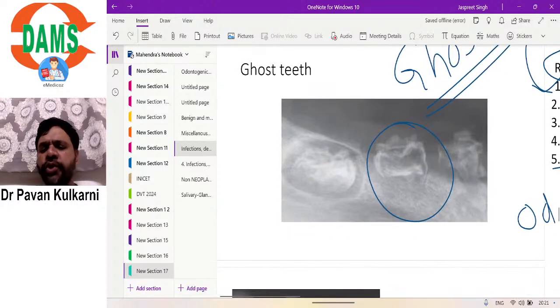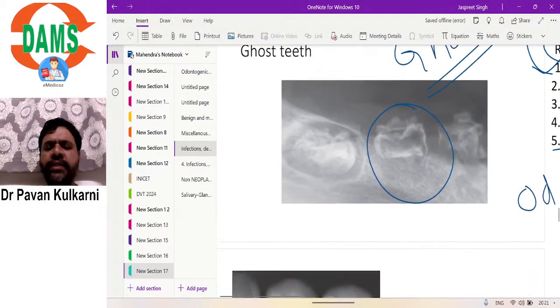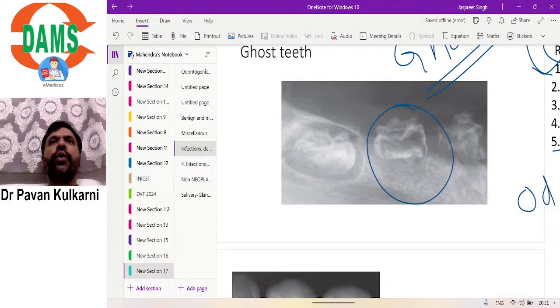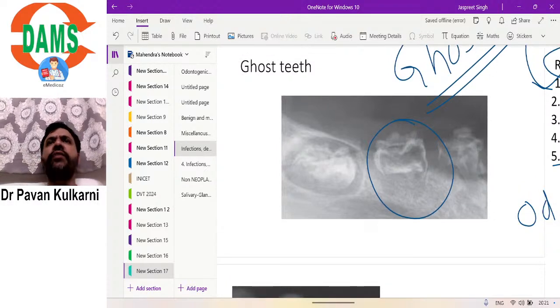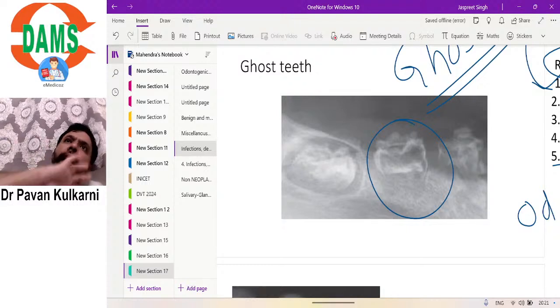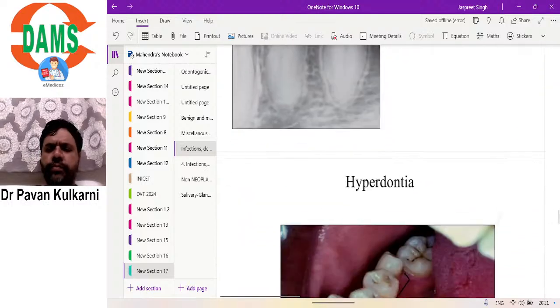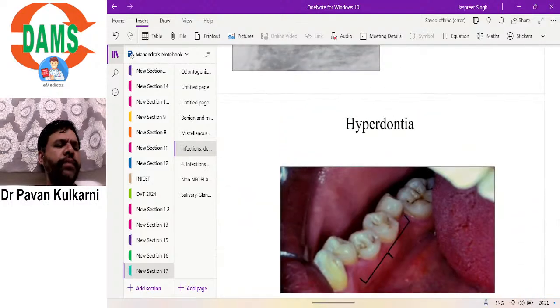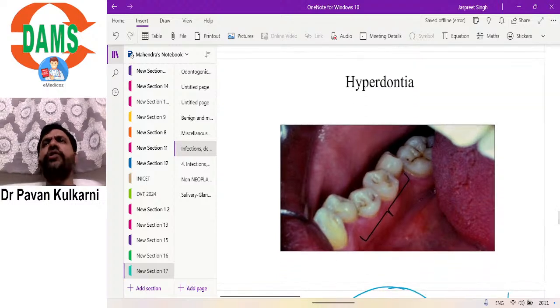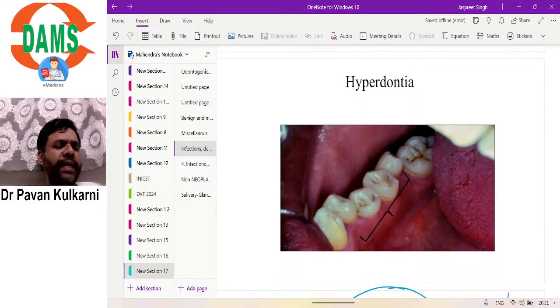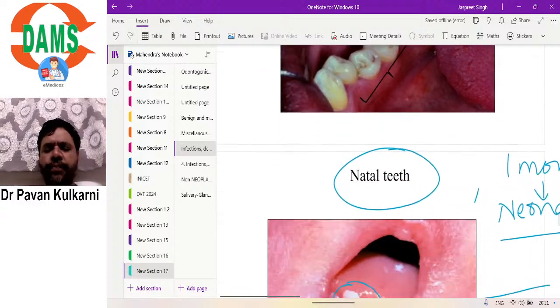Now this is an image of ghost teeth. Ghost teeth is typically seen in regional odontodysplasia, where the pulp will be enlarged and the enamel and dentin will be thin. Now this is hyperodontia, where you can see extra teeth. Hyperodontia is extra teeth. Supernumerary teeth is nothing but hyperodontia.